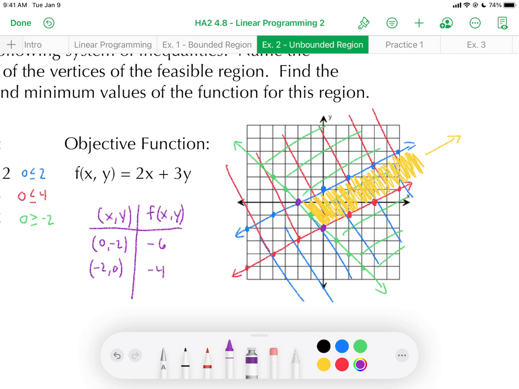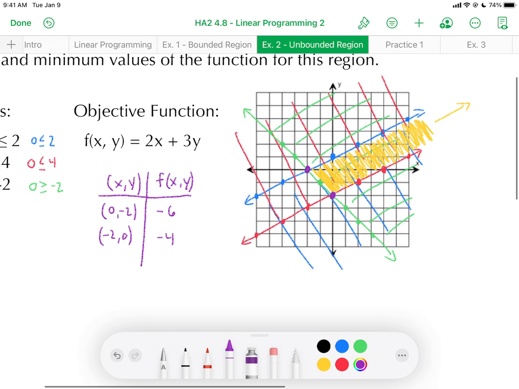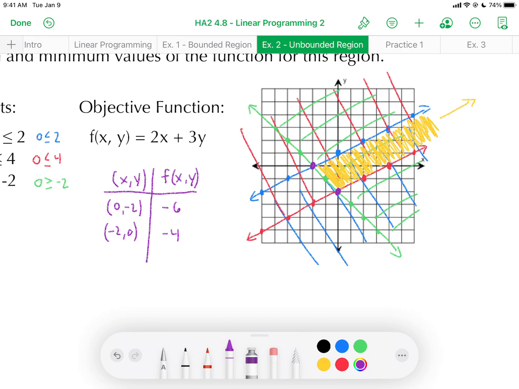So here's how we figure out whether we got the max or the min. We use a test point. Your test point has to come from the feasible region. So anywhere in my yellow region, I'm going to pick a point. How about I do something simple like (1, 0)? Would we agree that's in my feasible region? Now, what would f(1, 0) result in? It would give me 2.